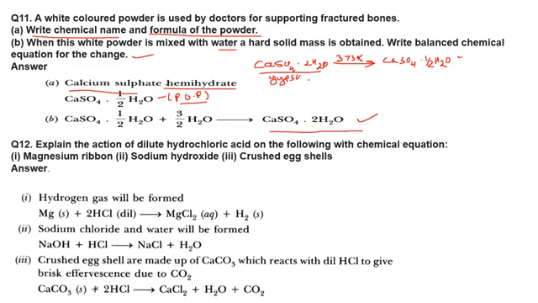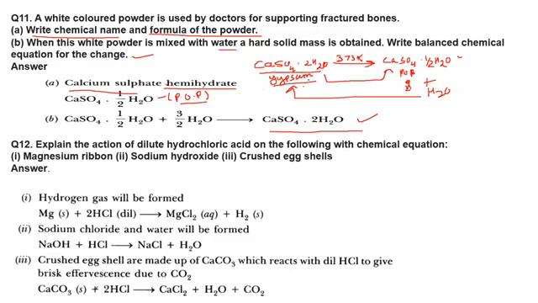So what we understood from this? By heating gypsum we got POP. By adding water to POP, you get back the gypsum again. Got it? So this is what we are getting from this equation.